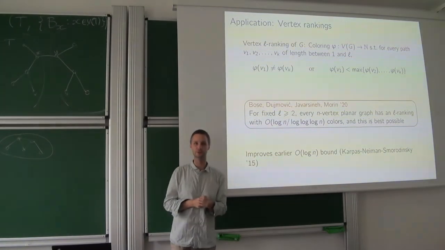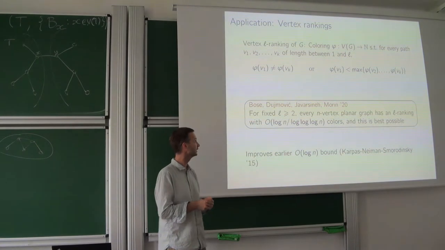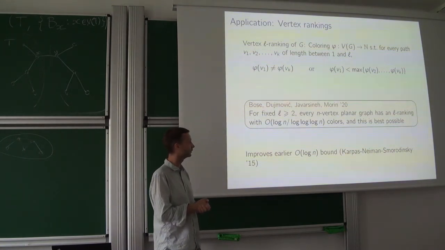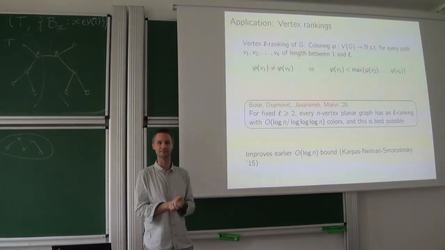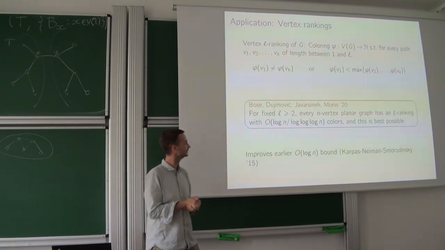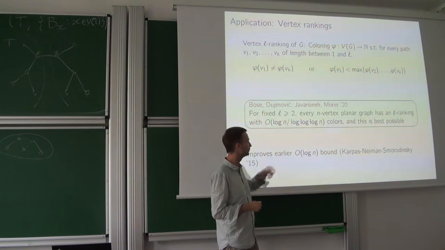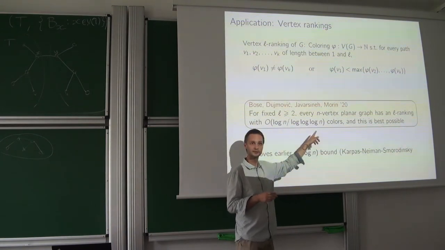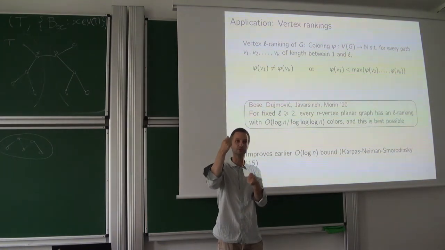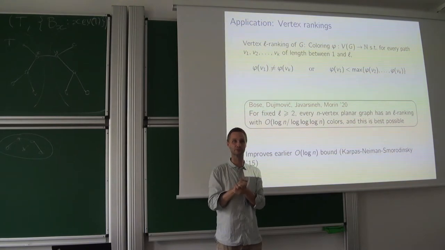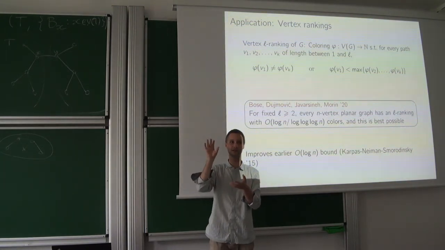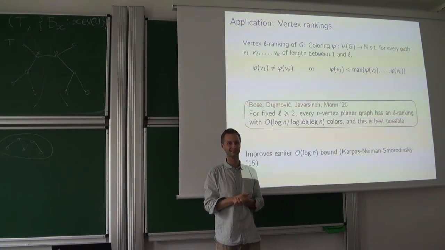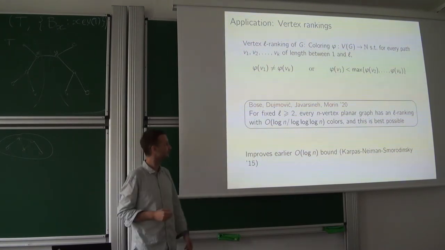So now again, you can use tripod decompositions, and you can get that for every fixed L, for planar graphs, you have an L-vertex ranking with log n over log log log n colors. And it turns out that this is best possible, up to a constant factor. This might seem like a weird bound. There was a log n upper bound before. And again, I'm not going into any details here, but just to give you a tiny bit of intuition, this log log log n is log iterated 3 times. This 3 comes from the 3 when you look at the product structure coming from the tripod decomposition. So if instead of having this graph H that had 3×3, you had 3×9, you would have log iterated 9 times. Okay, so that's yet another application, and you get a tight bound in this way.